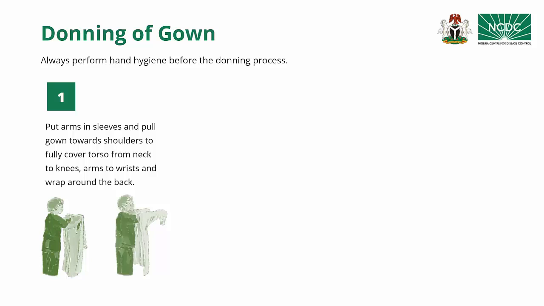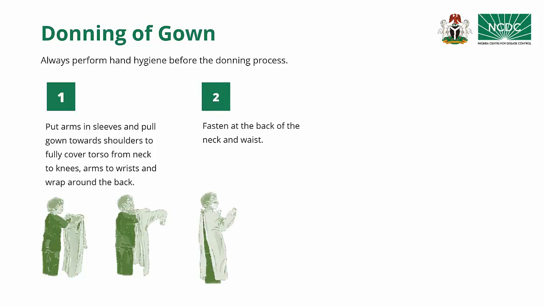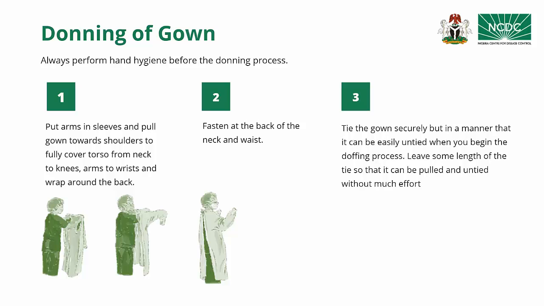Put arms in gown sleeves and pull the gown towards the shoulders to fully cover the torso from neck to knees, arms to wrists, and wrap around the back. Fasten at the back of the neck and waist. And tie the gown securely but in a manner that it can be easily untied when you begin the doffing process. Leave some length of the tie so that it can be pulled and untied without much effort.